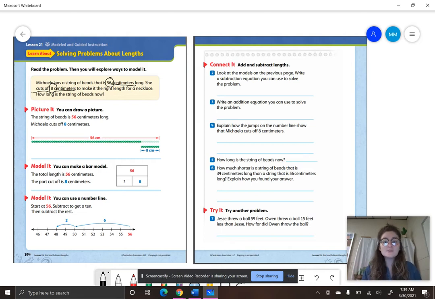All right, so when we subtract, what do we start with? We start with our whole number. In our model, what is our whole number for each model? 56. Michaela starts with a 56 centimeter long string of beads. How many centimeters did she cut off? She cut off 8, so we are taking away 8. All right, and we are going to leave a question mark because it didn't ask us to solve it. It just asked us to write an equation.